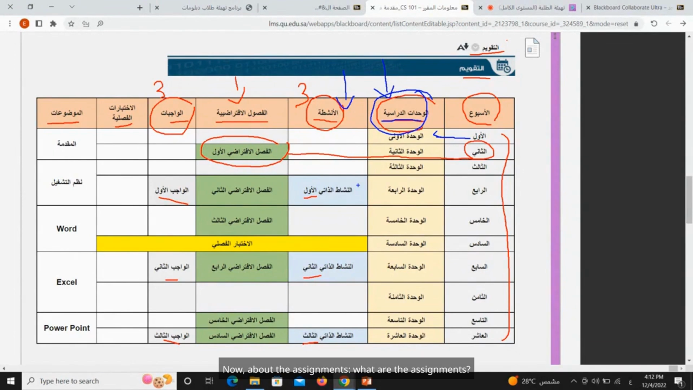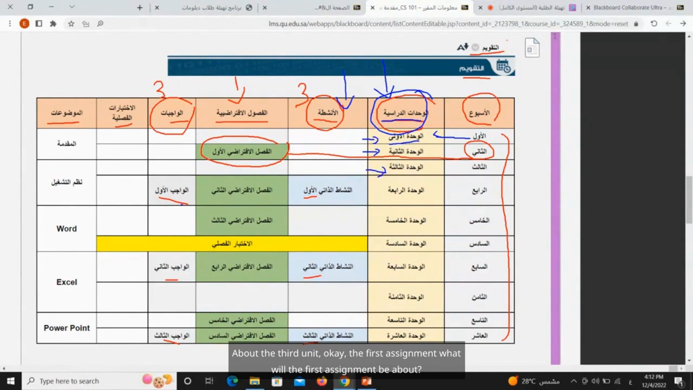Now, about the assignments. What are the assignments? If you notice, the first unit test will be about the first unit, right? The second unit test will be about the second unit, and the third unit test will be about the third unit. So, what will the first assignment be about? Focus now. When is the first assignment due? In which week? It's due in week number 4. So, the first assignment will have questions from the first week all the way to the 4th week. This means the questions will cover units 1, 2, 3, and 4, because the first assignment is based on everything up to week 4.